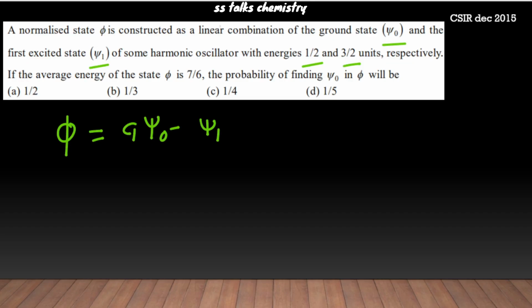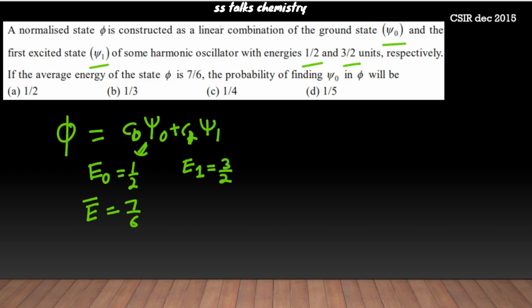So the variational parameters I can add in this: the energy corresponding to the first one, we can write it as C naught, and the other as C1. The energy corresponding to this is 1 by 2, and the energy corresponding to this one is given as 3 by 2. If the average energy of the trial wave function is also given, which is 7 by 6, what is the probability of finding psi naught in the trial wave function?